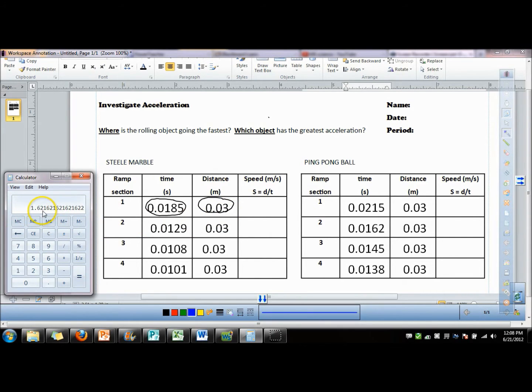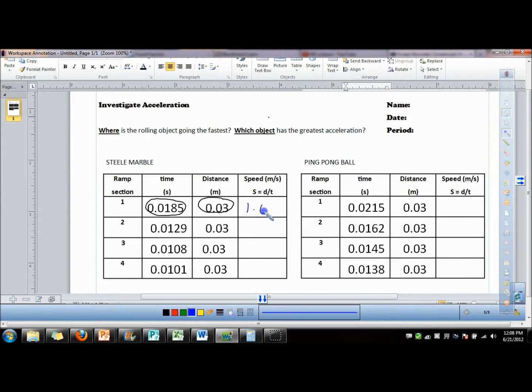In order to round, you have to look at the digit in the thousandths place. On our calculator, you'll see that the digit in the thousandths is a 1. If the digit is 4 or less, you leave the hundredths alone. If the digit is 5 or greater, you round the hundredths up. Since this digit is a 1, we leave the 2 as it is, and the speed for the marble in the first section of the ramp was 1.62.